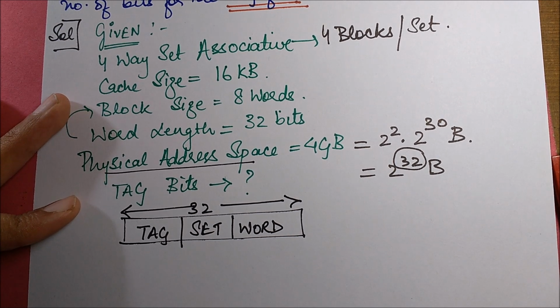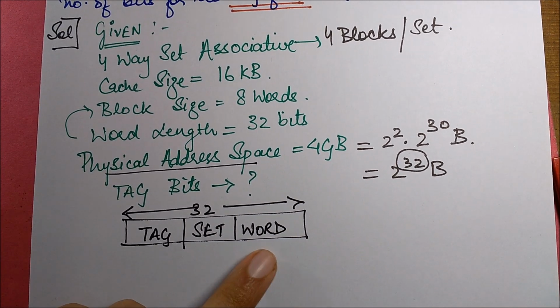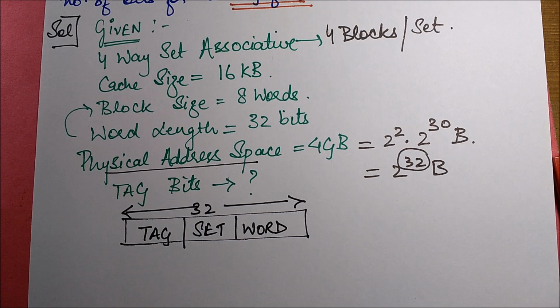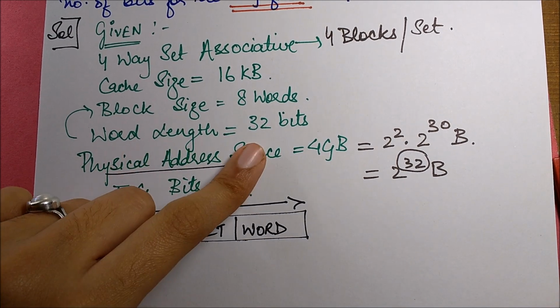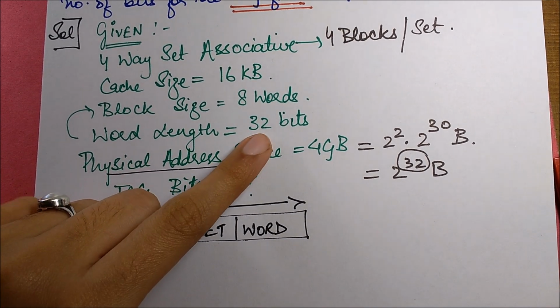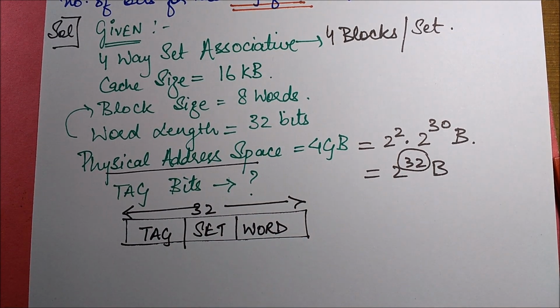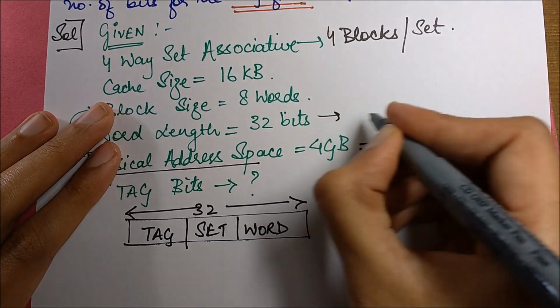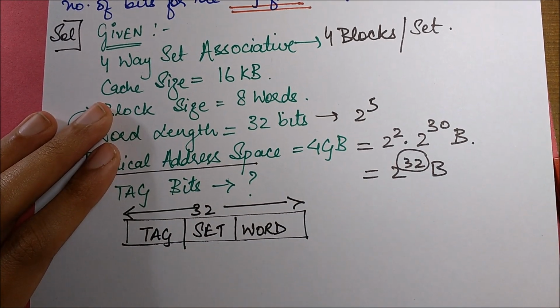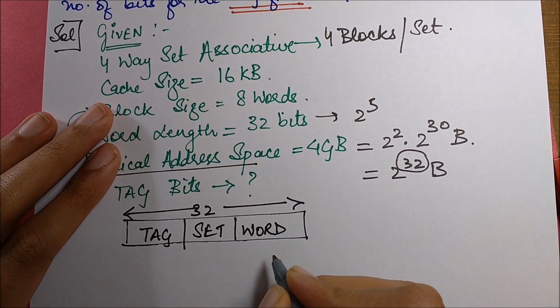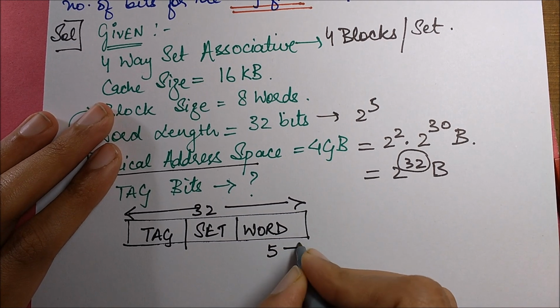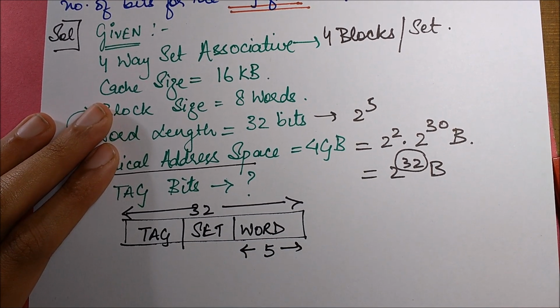So we are done with this part now. Next I'm going to look for this word. So the word size, the word length, has been given as 32 bits. This is going to give me the number of combinations I require to represent the word length, right? So this is nothing but 2 to power 5. That means the number of bits that are going to come over here are 5. Done with this as well.